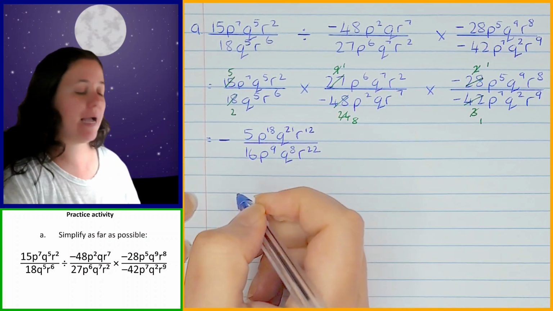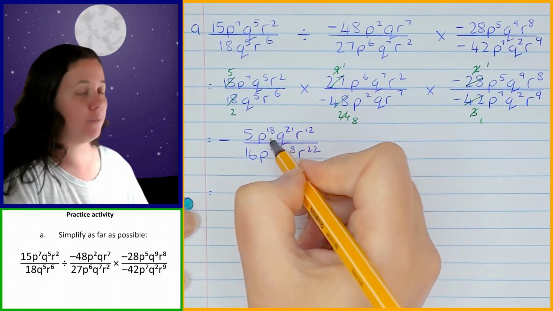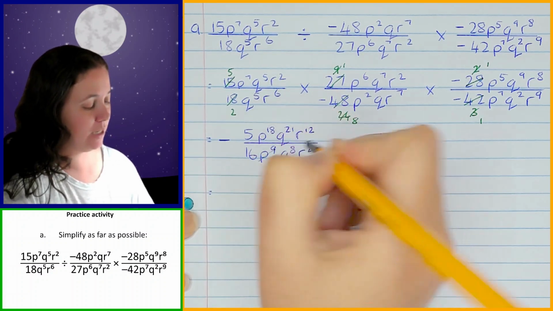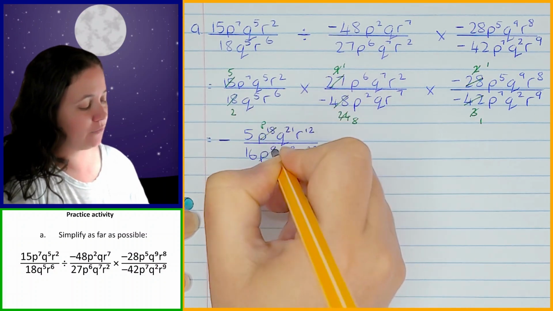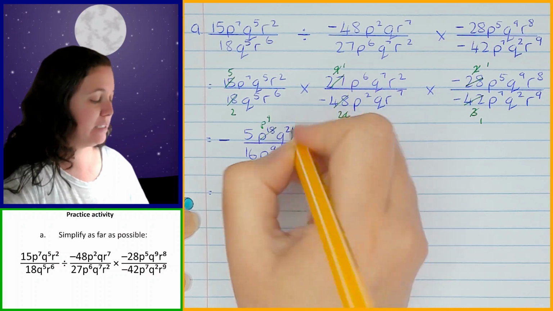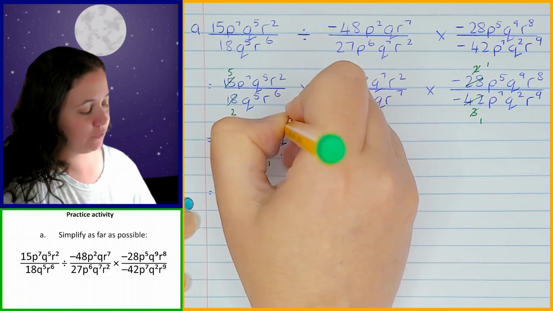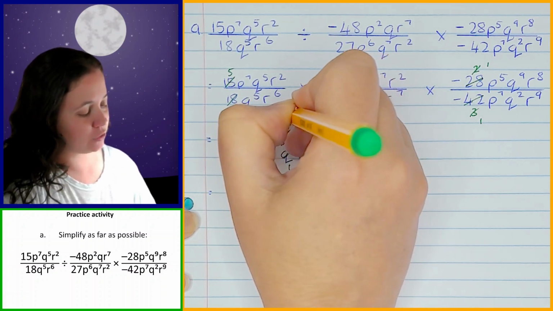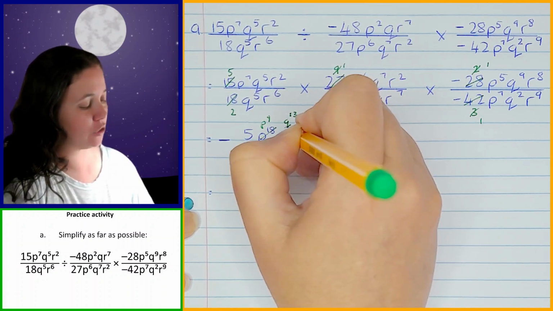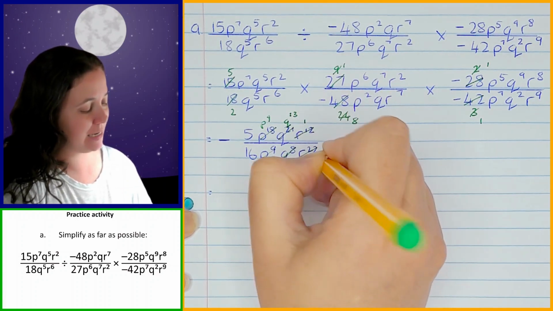Okay, so now we're going to go and simplify our variables. So over here, for my p's, there are more in the numerator, which means the ones in the denominator are going to cancel completely, giving me 1. And in the numerator, I'm going to have p to the power of 18 minus 9, which is 9. Then my q's, again, there are more in the numerator. So in the denominator, they're going to cancel completely, giving me 1. And in the numerator, I have q to the power of 21 minus 8, which is 13. And then my r's, I have more in the denominator. So the numerator is going to cancel over there. And in the denominator, I have r to the power of 22 minus 12, which is 10.